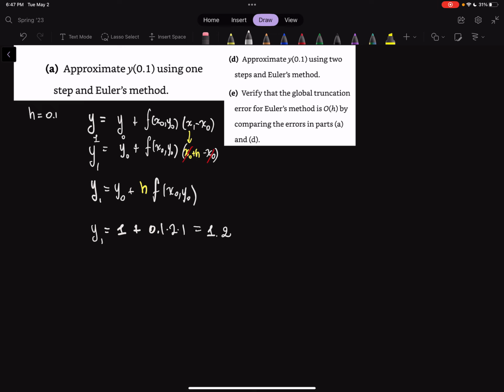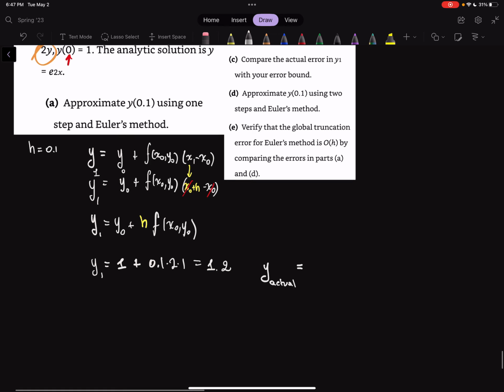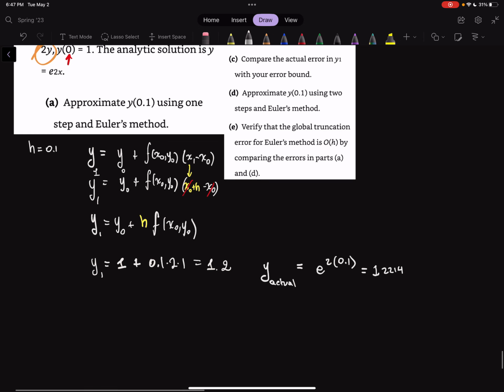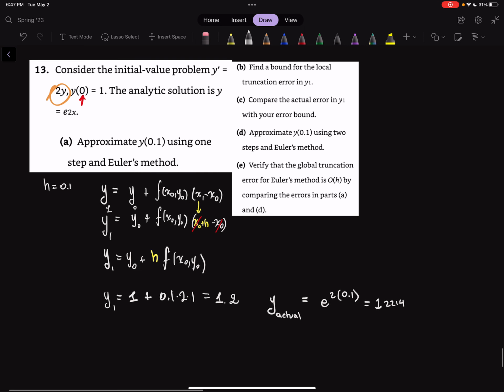Now, if we were to evaluate the actual solution, that would be e to the 2 at 0.1. This is the actual solution. So if I input the x, it's going to give me the actual value of y. And that turns out to be 1.2214. Okay. And that is something that they ask later. I just went ahead.